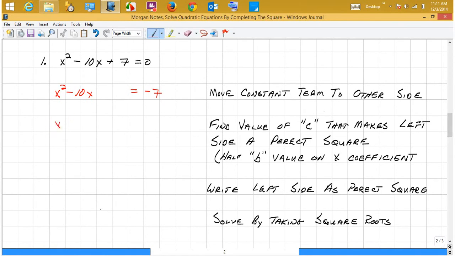Okay? Now I'm going to add some value to both sides of the equation that will create a perfect square. So I'm going to take x squared minus 10x plus some value, we'll call it c, and we'll add c to both sides. What I want to do is create a perfect square on this side right here. So the value of c that I'm going to use would be half of a negative 10, which is a negative 5, and I'm going to square that, so negative 5 squared is 25. So I'm going to add 25 to both sides.